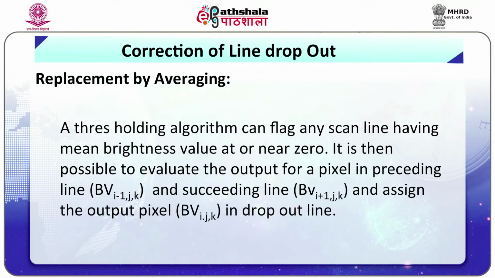Correction of line dropout. Replacement by preceding line. Here the brightness value of the pixels along the dropped scan line is replaced by the value of the corresponding pixel on the immediately preceding or succeeding line. Replacement by averaging. A thresholding algorithm can flag any scan line having mean brightness value at or near 0. Correction for line dropout can be done by calculating the output pixel value by averaging the preceding line and succeeding line pixel values and assigning the output to the pixel in the dropout line.